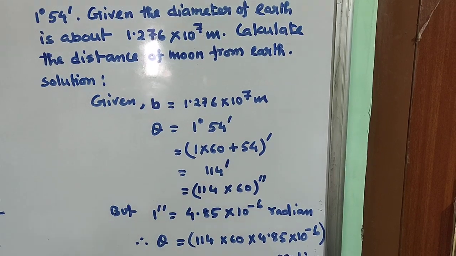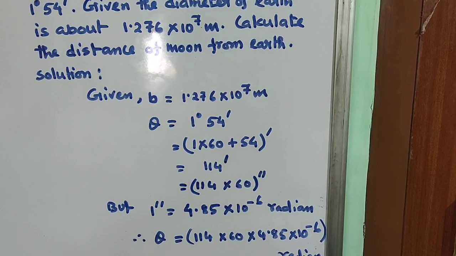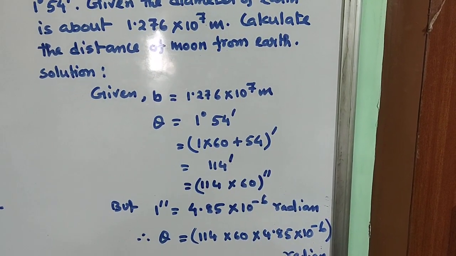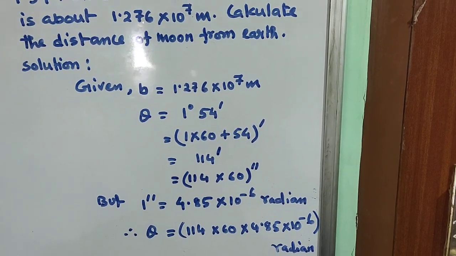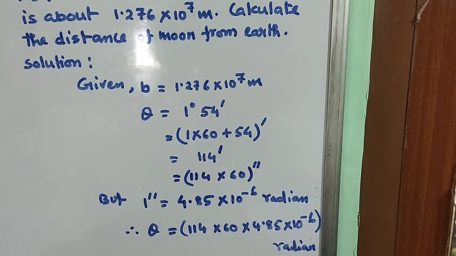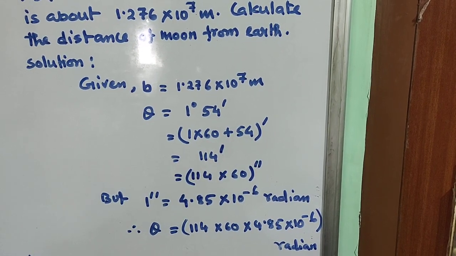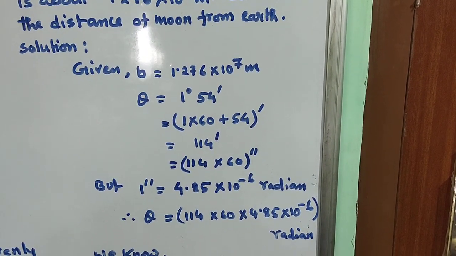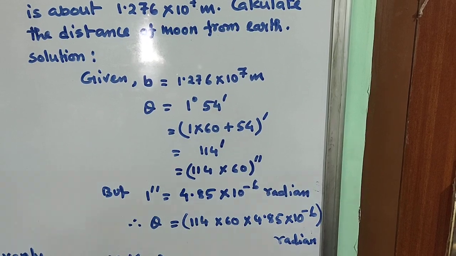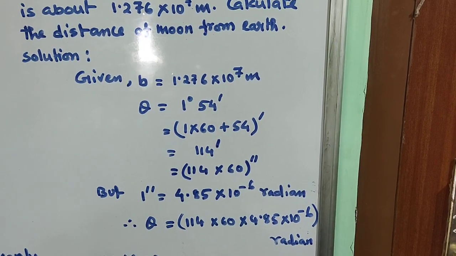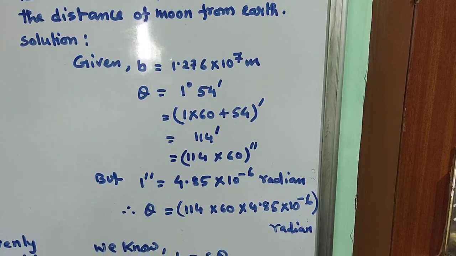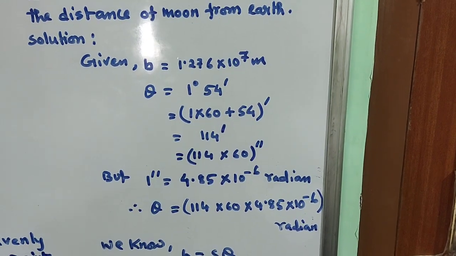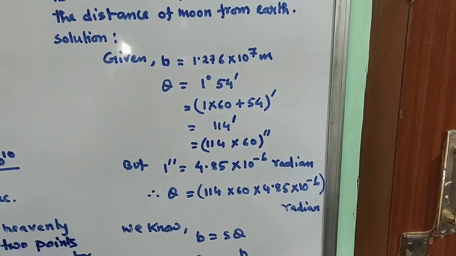Now please check out this conversion. 1 second is nothing but 4.85 into 10 to the power minus 6 radian. This is already defined. Now we have to convert theta from second to radian. So theta is 114 into 60 second, which is 114 into 60 into 4.85 into 10 to the power minus 6 radian. So theta you have converted in terms of radian.